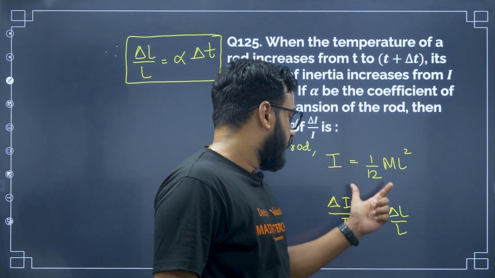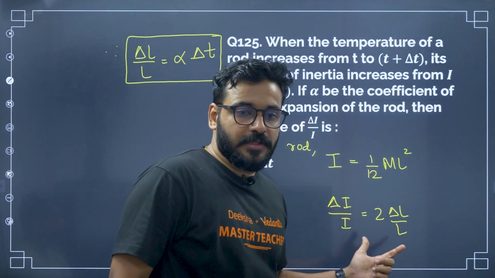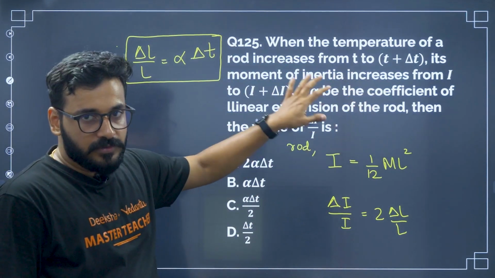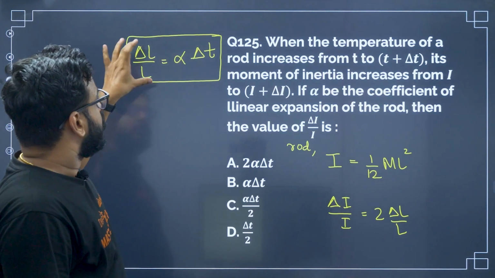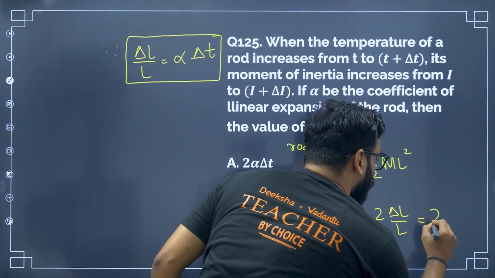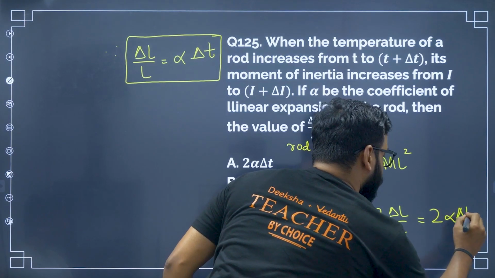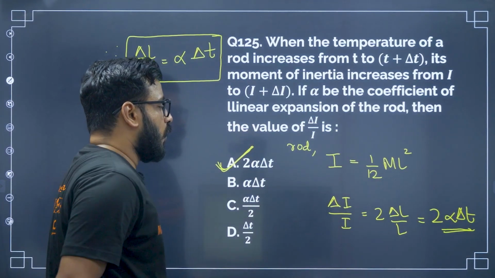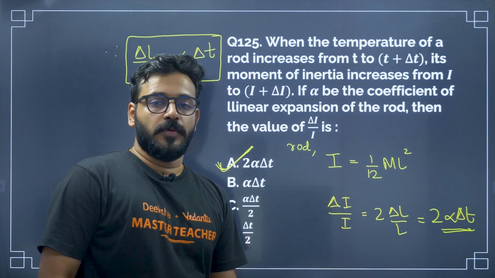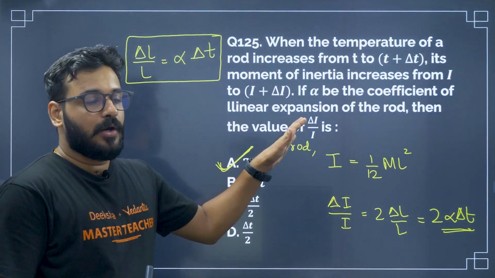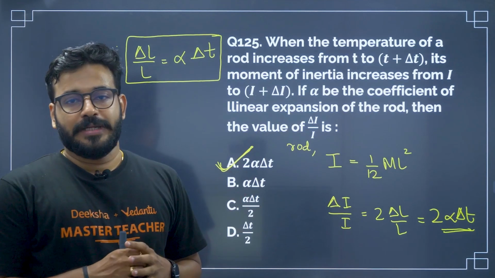So you need to take this portion and you need to take this portion. You need to take something known to find the unknown. So this is all known to you. Now take this and substitute over here, you will get 2 alpha delta T. So the correct answer over here is option A. What is the rate of change of moment of inertia, delta I by I? That is 2 alpha delta T. This is how it will vary with respect to temperature.